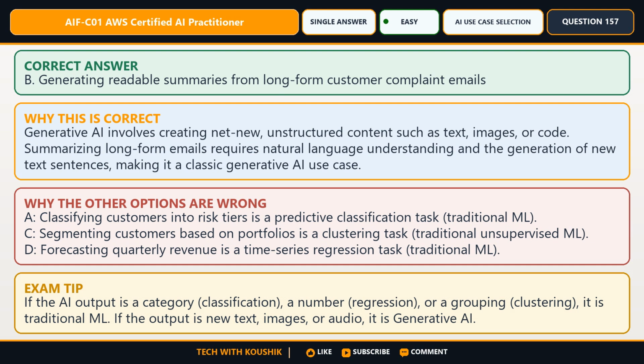A. Classifying customers into risk tiers is a predictive classification task, traditional ML. C. Segmenting customers based on portfolios is a clustering task, traditional unsupervised ML. D. Forecasting quarterly revenue is a time series regression task, traditional ML. Use this elimination rule in the exam. If the AI output is a category (classification), a number (regression), or a grouping (clustering), it is traditional ML. If the output is new text, images, or audio, it is generative AI.